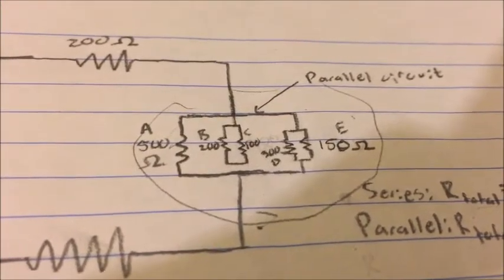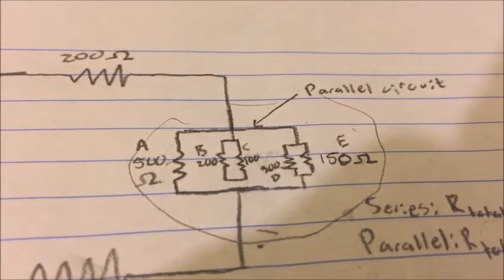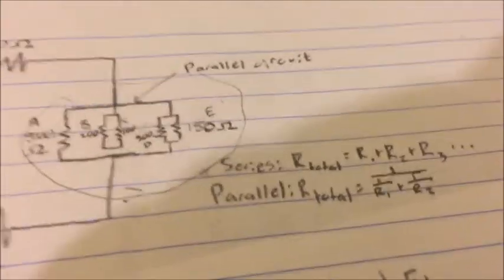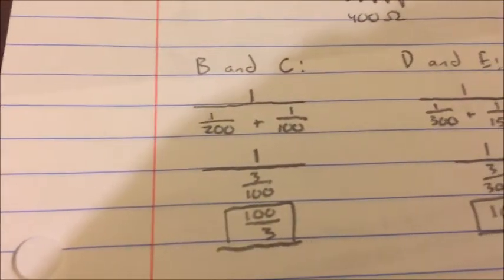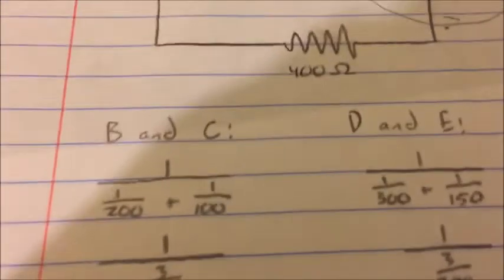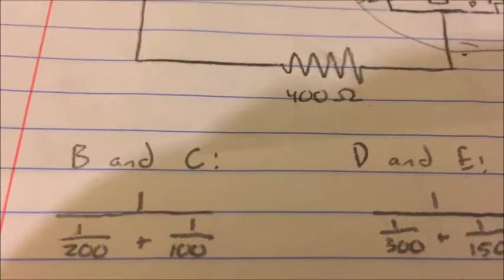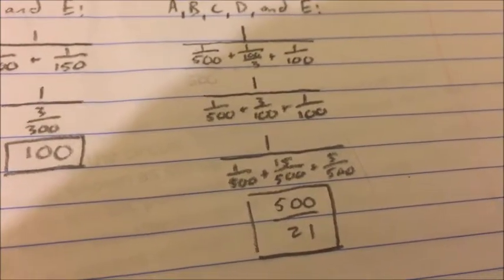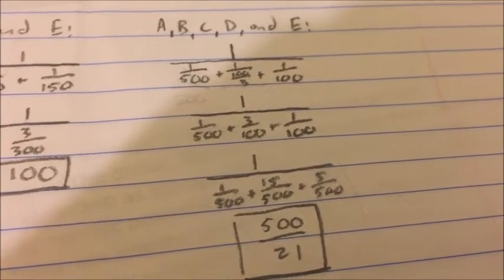In order to solve this problem, you need to combine B and C and D and E. So using the parallel equation for the total resistance, I found B and C to be 100 over 3 and D and E to be 100. After this, you can combine it with A like this. And in the end, you get 500 over 21.